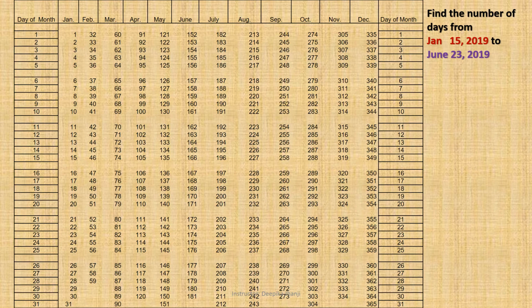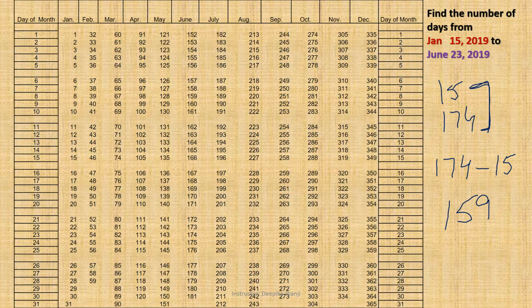So let's do the calculation now. Our first day is 15th and the second day is 174th. The time between these two dates is calculated as 174 minus 15, which is 159. So the number of days between these two dates is 159.